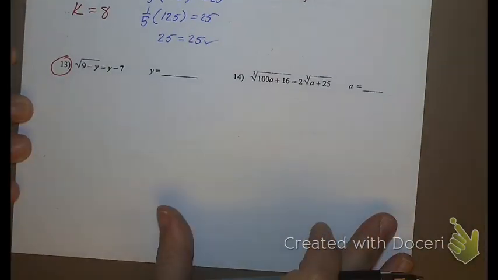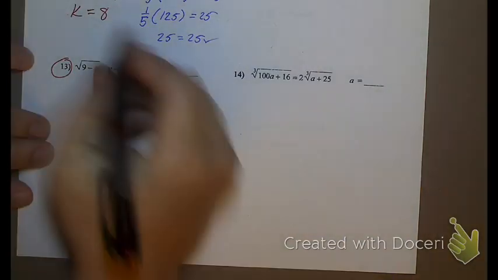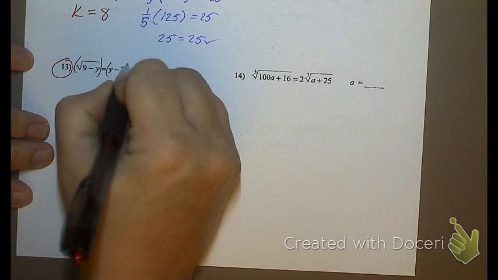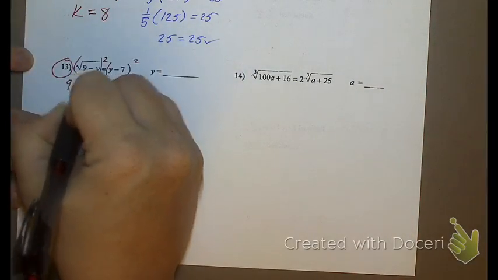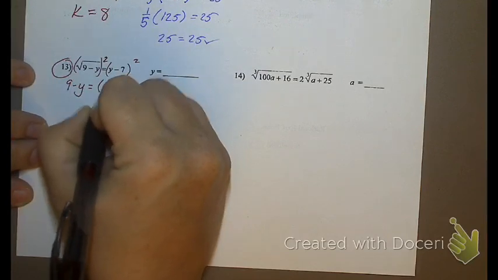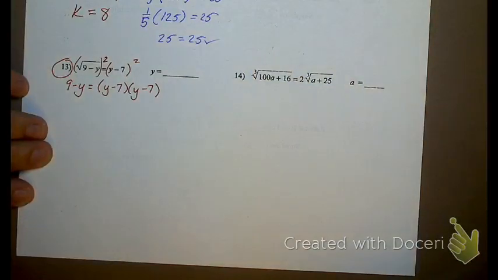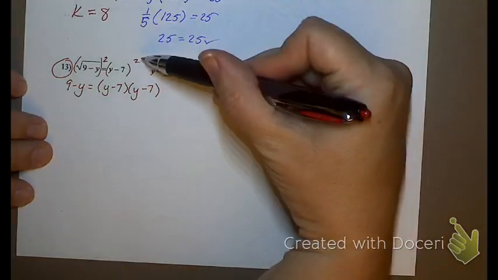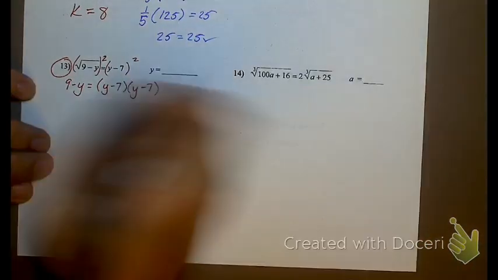All right. Number 13. What do I do here? Is my radical by itself? Yeah. It is by itself, so I can raise both sides to what power? That gives me 9 minus y over here. Over here, I have to write this twice. Why can't I just distribute that exponent? You can only distribute the exponent if it's multiplication or division inside. Addition or subtraction, we got to go the full multiplication here.